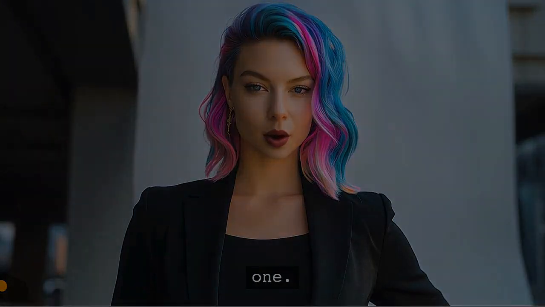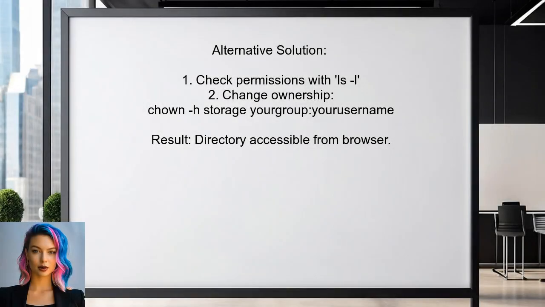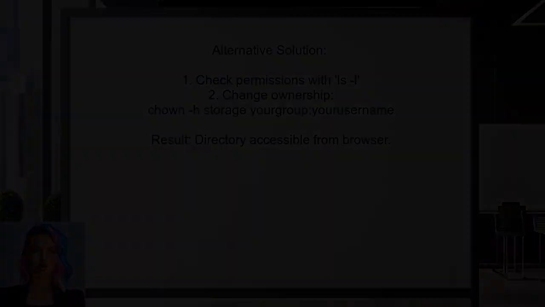Let's take a look at another one. An alternative solution comes from another user who faced a similar issue. They discovered that creating the storage link with root permissions made the public storage directory inaccessible to users. To resolve this, they suggest checking the permissions in the public folder using the command ls -l. If the group and owner permissions are incorrect, they recommend changing the ownership of the storage directory with the command chown -h your-group:your-username storage. This adjustment allows the directory to be accessible from the browser.